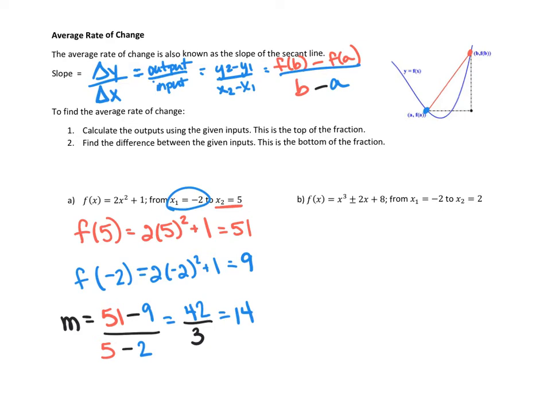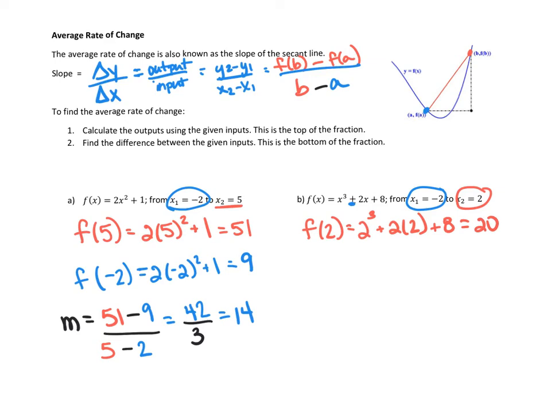And this one says x cubed, that should just be a plus, not a plus or minus. Plus 2x plus 8 from x1 equals negative 2 to x2 equals 2. So again, we'll go second point first, which is ending at 2, starting at negative 2. So we evaluate f of 2 for this function. That's 2 cubed plus 2 times 2 plus 8. 2 cubed is 8, plus 2 times 2 is 4, plus another 8. So this will be equal to 20.